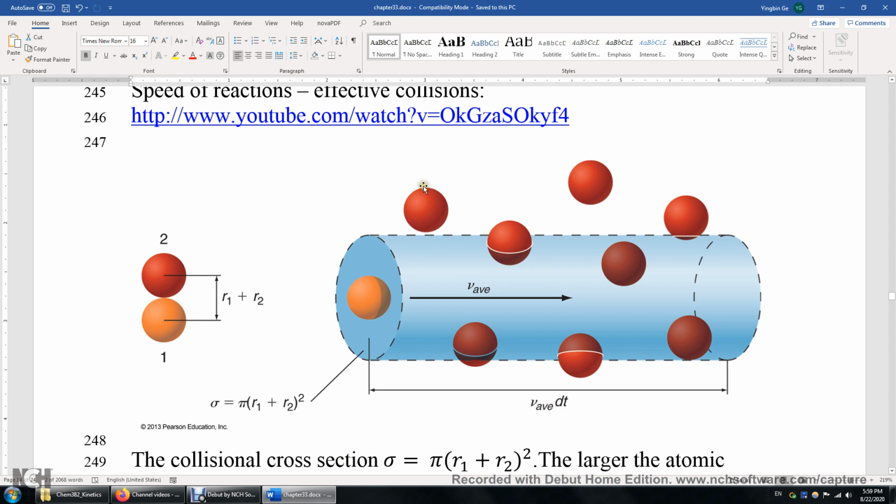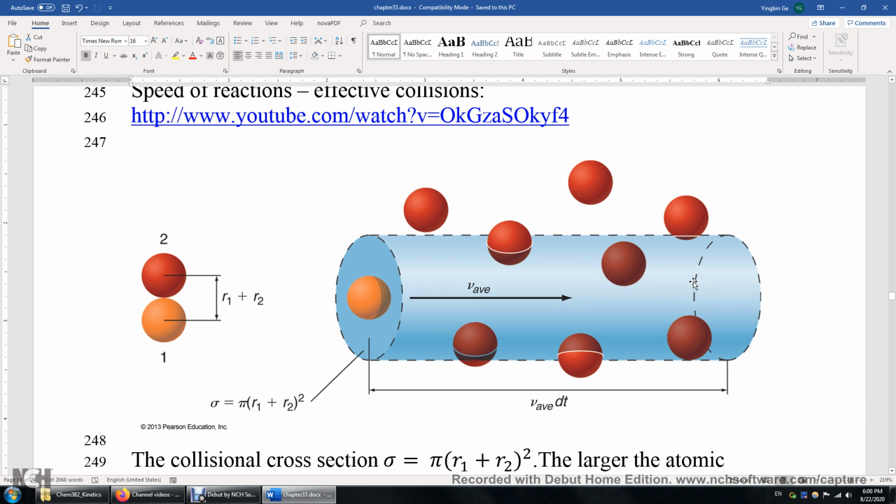So we can now look at the red spheres. If a red sphere has its center sitting inside the cylinder, a collision will occur. Now let's look at this sphere. Its center sits outside the cylinder. No collision will happen between this orange and this red one. Same for this and this. All we need to do is to count the number of red spheres with its center sitting inside the cylinder.